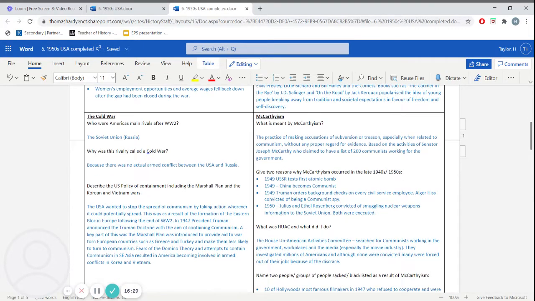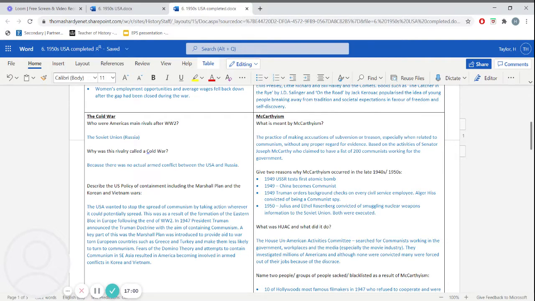Give two reasons why McCarthyism occurred in the late 1940s and 50s. So I've got four reasons here. So we've got a 1949 USSR, which is another word for the Soviet Union, tests their first atomic bomb. So America is now fearful that Russia's going to get an atomic bomb and it will be able to match their nuclear power. In 1949, China, a massive country, also becomes communist.